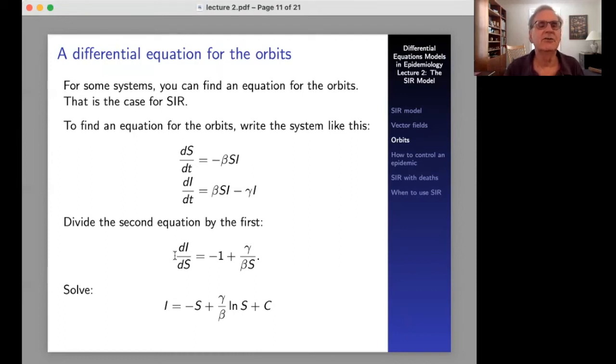So you divide the two differential equations, and you get a differential equation in the plane, in SI space. If you find the solutions of this differential equation, there will be curves in SI space. They'll be the orbits. This differential equation is easy to solve. You just take the antiderivative with respect to s. So I is minus s, that's the antiderivative, plus gamma over beta log s, plus some arbitrary constant. This is a collection of curves in the plane. They should be the orbits.